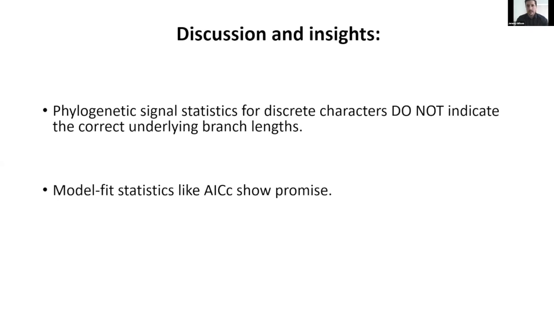So to quickly wrap up, what we found was that unlike in continuous characters, phylogenetic signal stats were not very good for choosing the correct branch lengths to use for ancestral state reconstruction. But we found that model fit statistics like AICc did show promise. So you can do your analysis on both the chronogram and the phylogram, and look at the AICc scores that you get from them. The one that has better model fit is the one that you should use. That's most likely to give you a more accurate reconstruction.